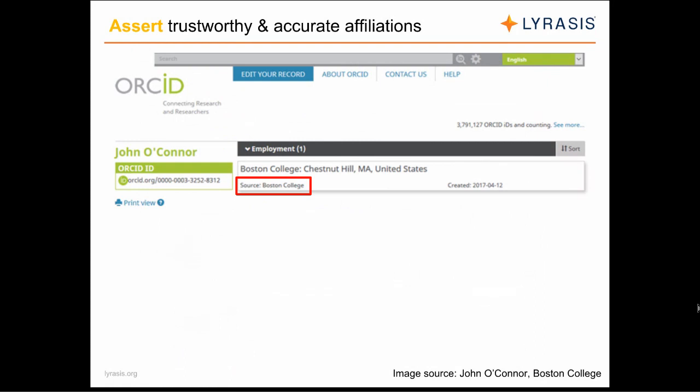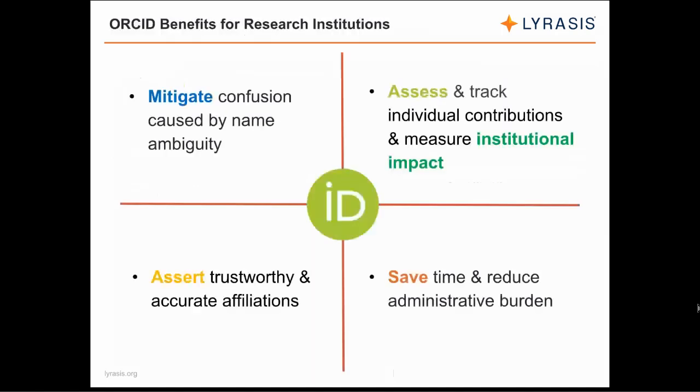Another example of this, Boston College is also asserting affiliations, in this case for employment. So they're connecting with researchers and writing that employment information to their ORCID records, and the source of that data is Boston College. So again, writing to ORCID and making these kinds of trusted assertions benefits the institution, the individual, and other stakeholders in that ORCID ecosystem.